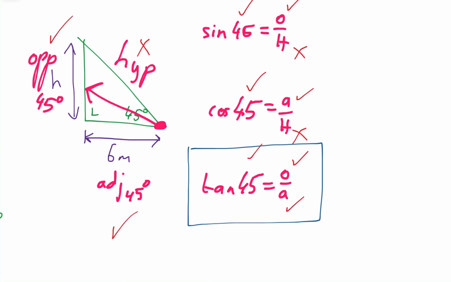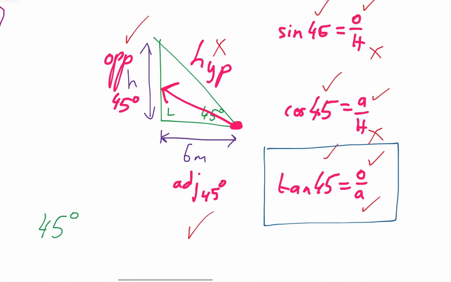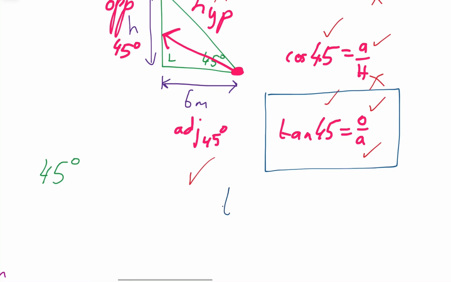Tan has all three ticks, so we'll work with that one. Okay, so I'm working with tan 45 degrees, my opposite over my adjacent. That's my h is my opposite, and my adjacent is 6. Look up tan 45 in the calculator, that's 1. So 1 is equal to h over 6.